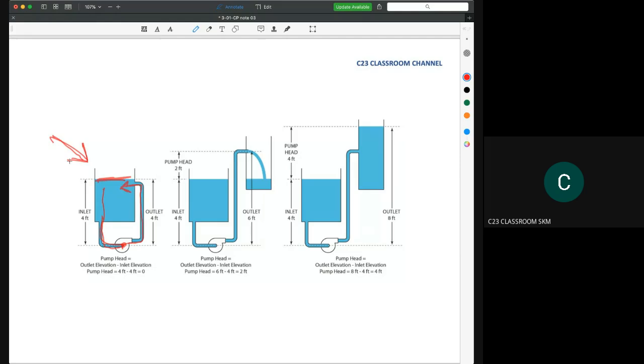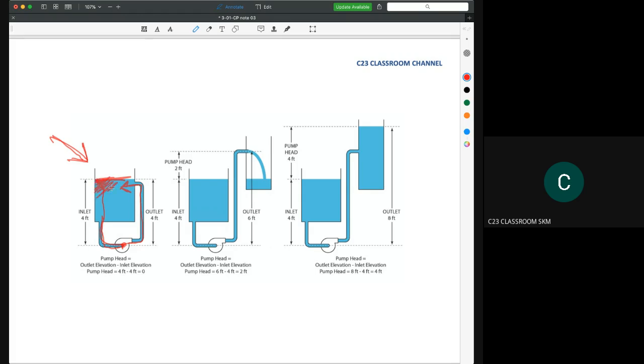Means there is no flow. There is no purpose to having a pump like this one instead of purifying water and so on. For example, if you have a koi pond, for example, a fish pond like this.